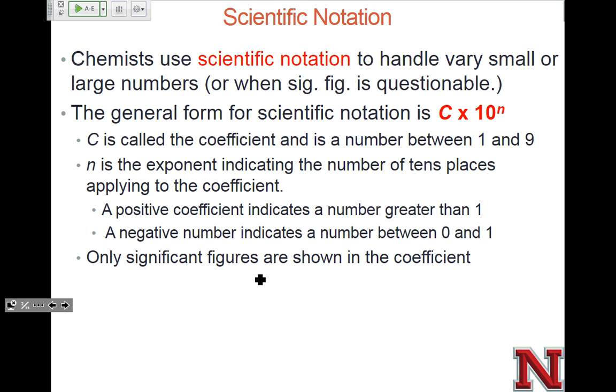And remember, we only show significant figures in the coefficient, so that makes it a lot easier to determine the significant figures, and we know all numbers in our C are going to be significant, so that really makes it much more clear, and it's really useful.